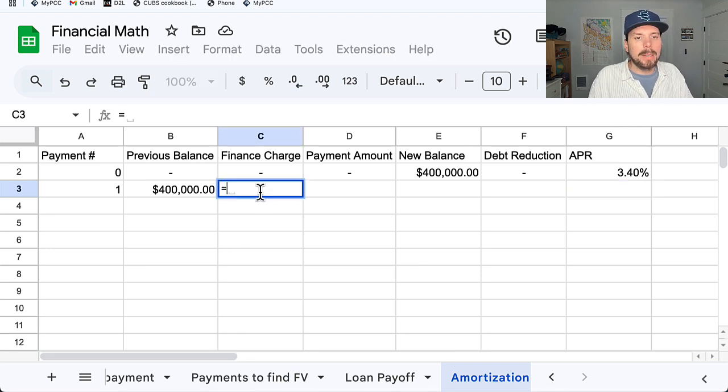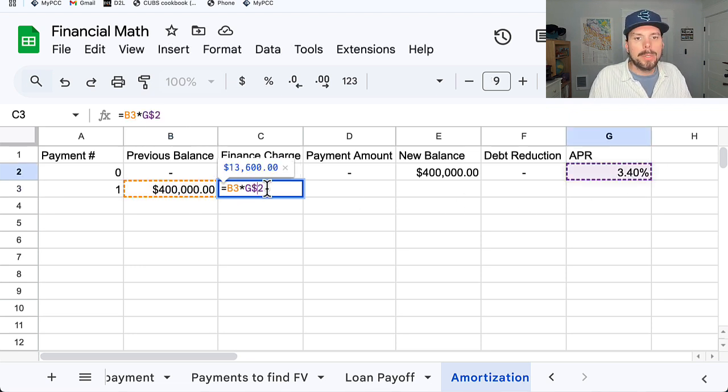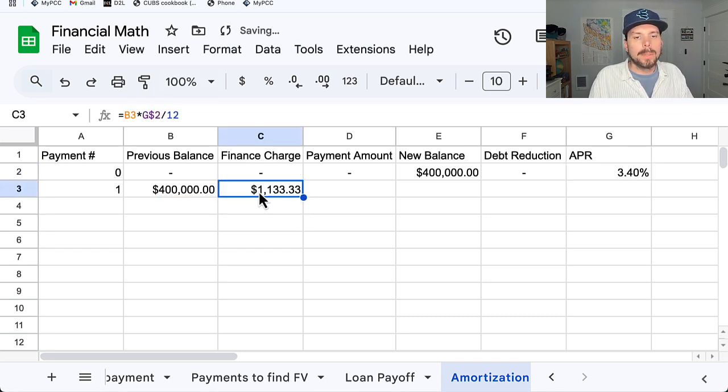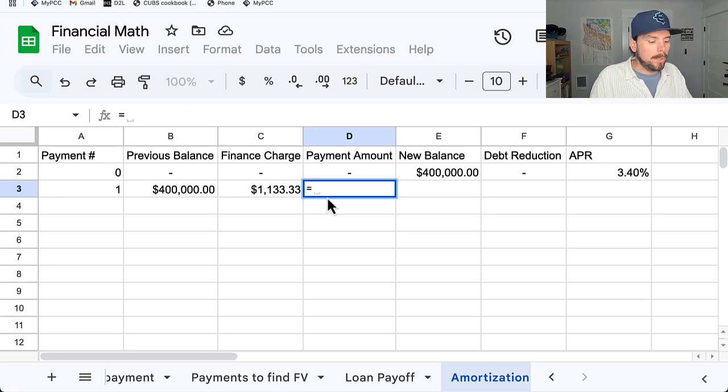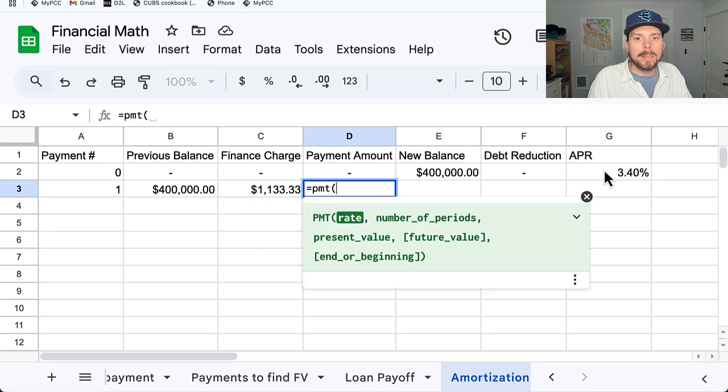Now we'll calculate the finance charge. That will be that previous balance times our APR. Put a $ sign in front of that 2. So that way when we fill it down later, it won't move that one. And then we'll divide it by 12. That's a monthly rate. So there's the finance charge in that first month, pretty high. Payment amount we'll do equals PMT. And this time I'm not going to put a negative in front. Our rate is that 3.4%. Again, use a $ sign in front of the 2, divided by 12.